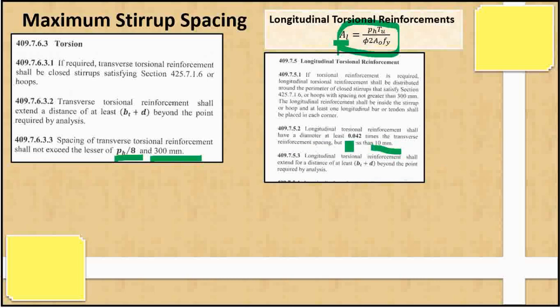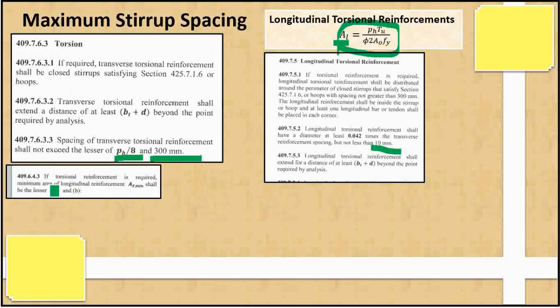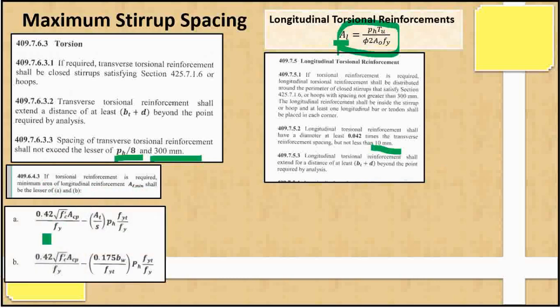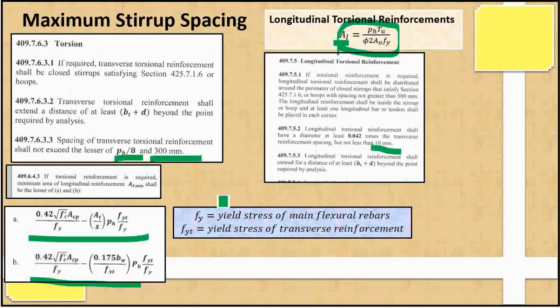Pero, meron din tayong provisions regarding minimum ng longitudinal torsional reinforcements na to. So, binigay siya ng NSCP is ganito. If torsional reinforcement is required, minimum area of longitudinal reinforcement, Al minimum, shall be the lesser of A and B. So, ano yun? Itong dalawang formula na to na napakahabang basahin, so hindi ko na babasahin yan, di ba? So, mamaya magagamit din natin yan. And given naman kadalasan, or nakukuha naman natin, yung mga values dito, katulad ng Acp, fc prime, fy, fyt, nakukuha naman natin yan eh. So, direct substitution lang ito mamaya. So, i-check natin dito, yung longitudinal torsional reinforcement natin, kung pasok ba or hindi.